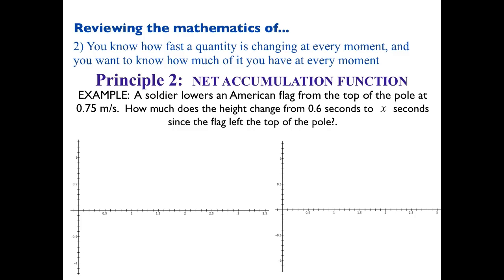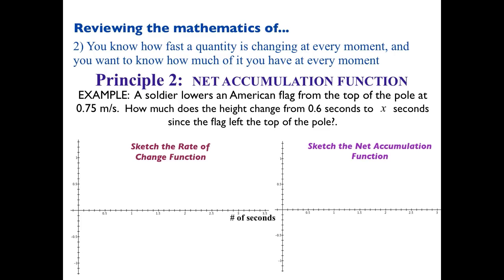So first of all, what would my units be? So we're going to do it as the rate of change function and the net accumulation function. What would my x-axis units be? So my horizontal axis units on these graphs. That would be my x, right? So that would be my number of seconds since the flag started being lowered. What would be the units on the left graph of the vertical axis? It's the rate of change. Meters per second. That's the rate of change of height. And then for the net accumulation, meters.